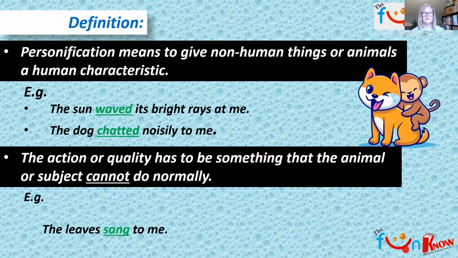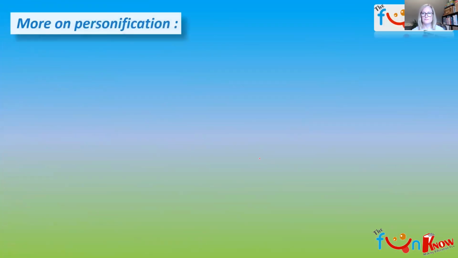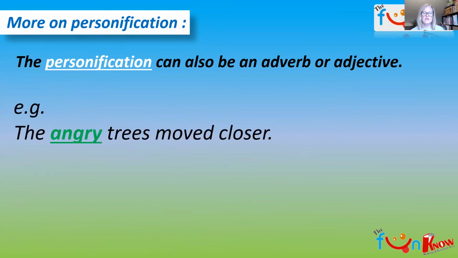And then we have another example there at the bottom of the screen. The leaves sang to me. And I'd imagine that it was autumn and maybe the leaves were floating around, and it was as if they had a beautiful melody to go with them. Okay, a bit more on personification. Personification can also be an adverb or an adjective. So you can give an emotion to these non-human things or animals. So the angry trees moved closer. So that's our adjective.